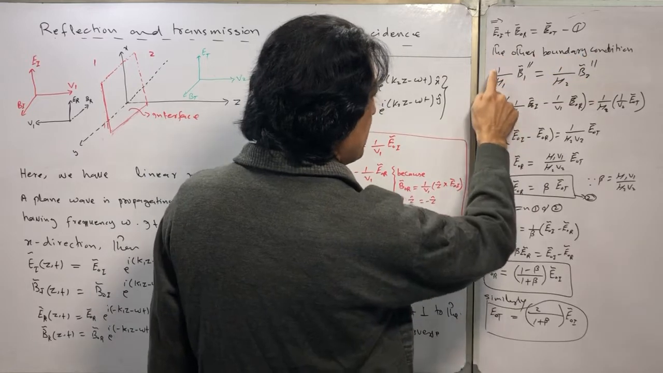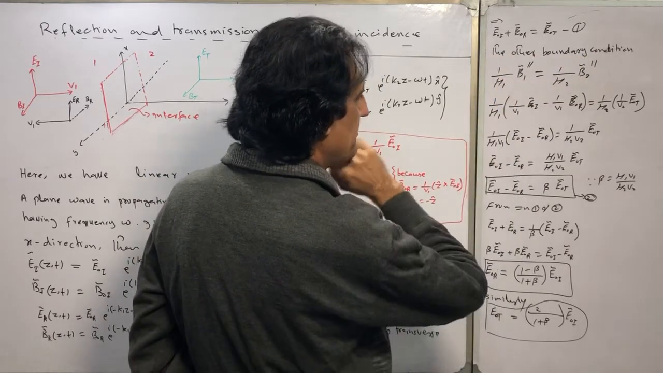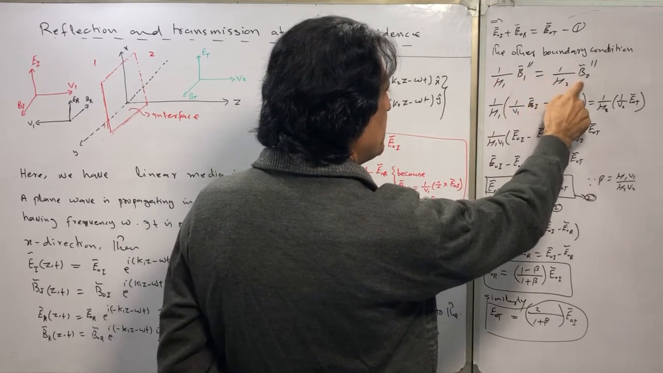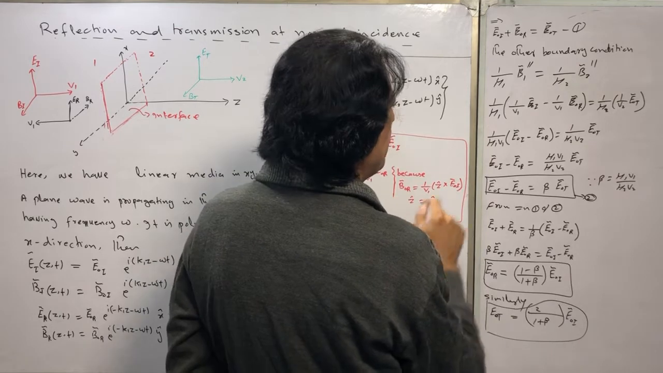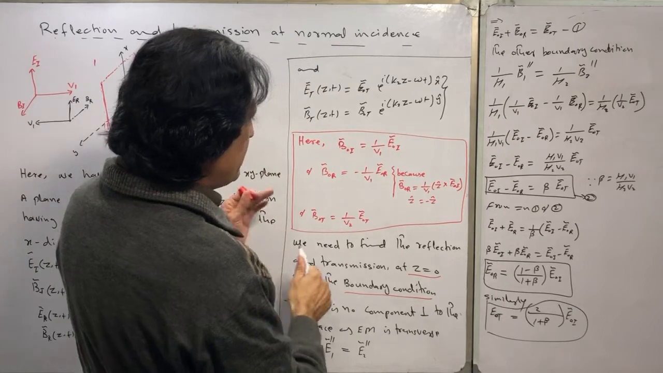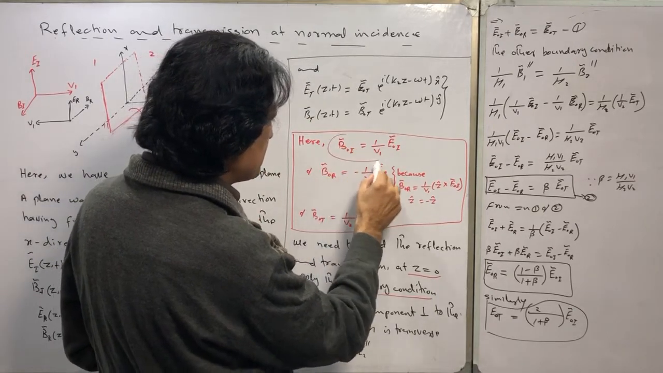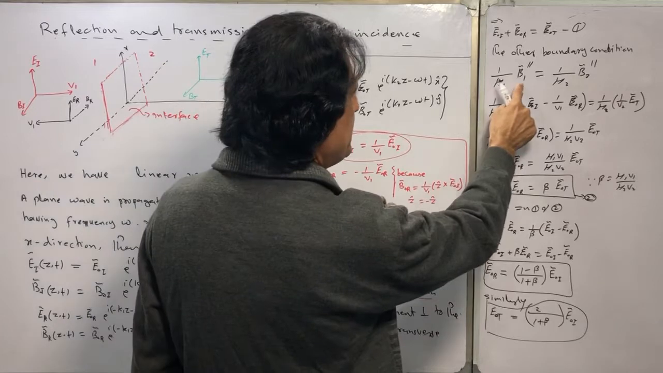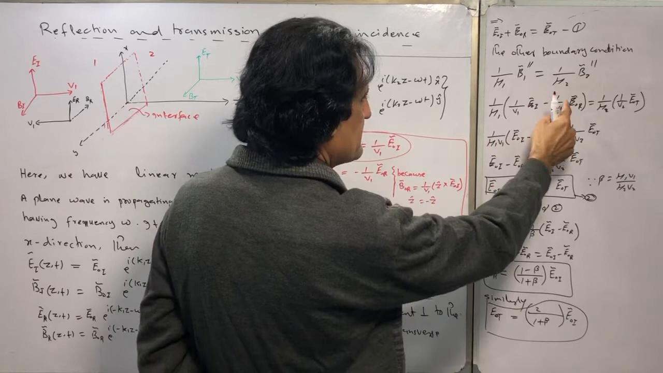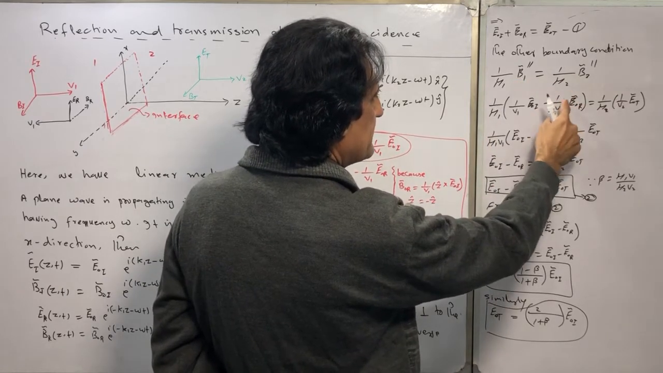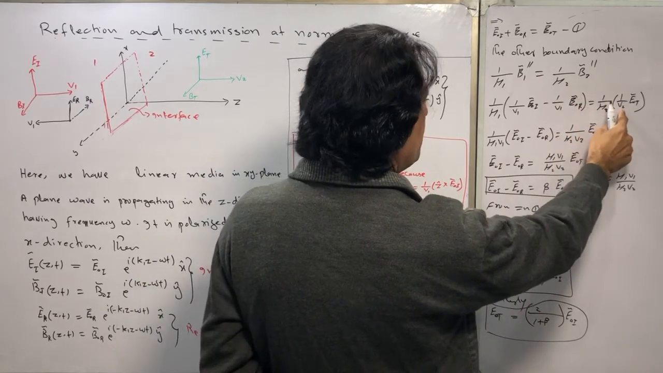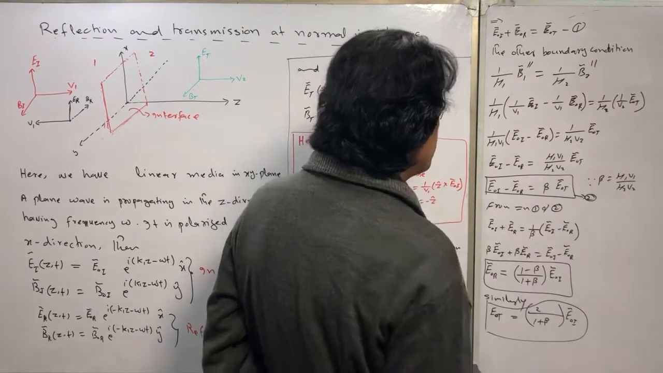The other boundary condition is related to the magnetic field: 1 over mu1 B1 parallel is equal to 1 over mu2 B2 parallel. By putting the value of B1 parallel, we can say that 1 over v1 E0I minus, with the negative sign of the reflected wave, 1 over v1 E0R is equal to 1 over mu2 v2, where v2 is the velocity in region 2.